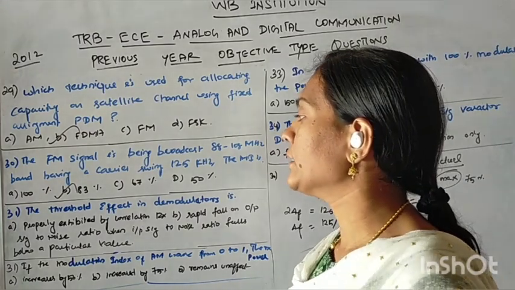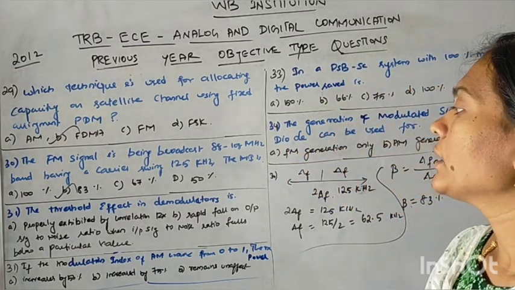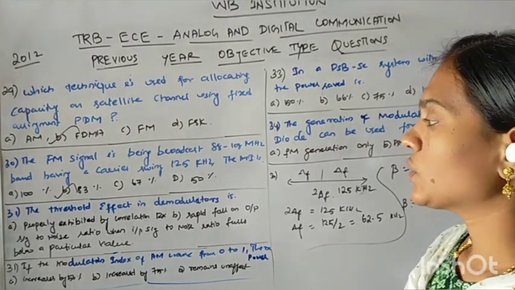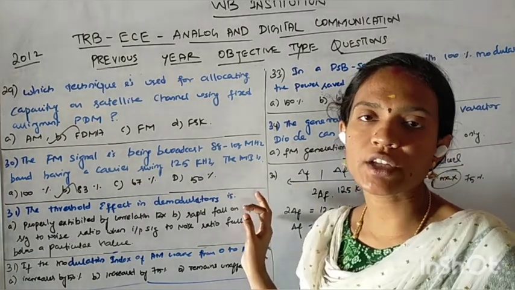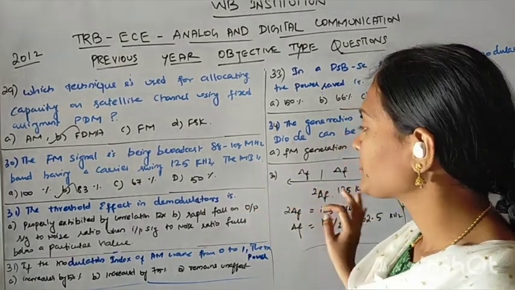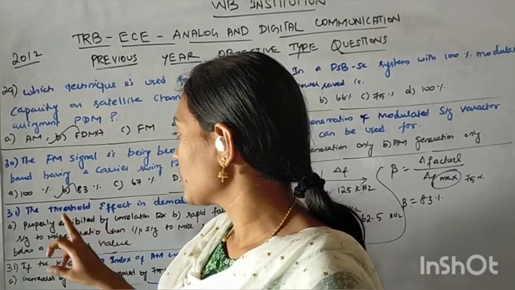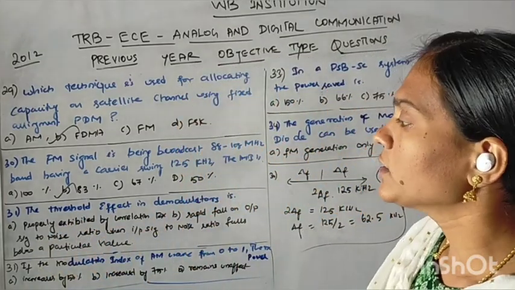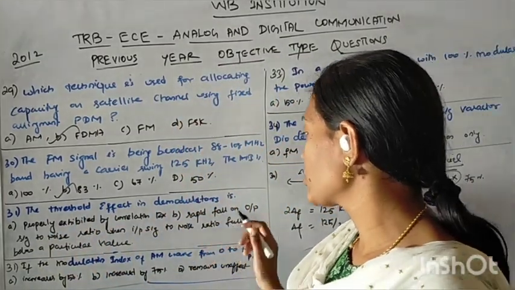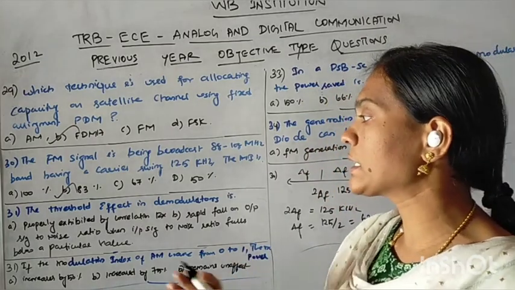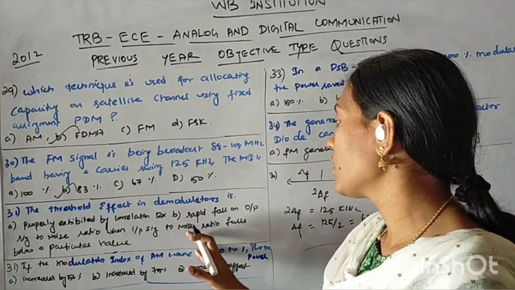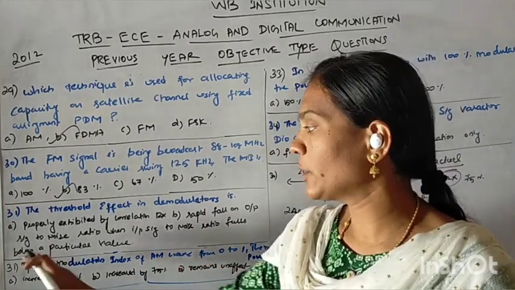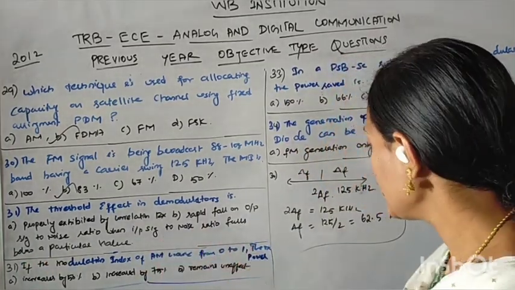So next, look: the threshold effect in demodulators is. This is a direct question. They have asked about the threshold effect. In FM modulation, the threshold effect is that the output signal to noise ratio falls rapidly when the input signal to noise ratio falls below a particular value.